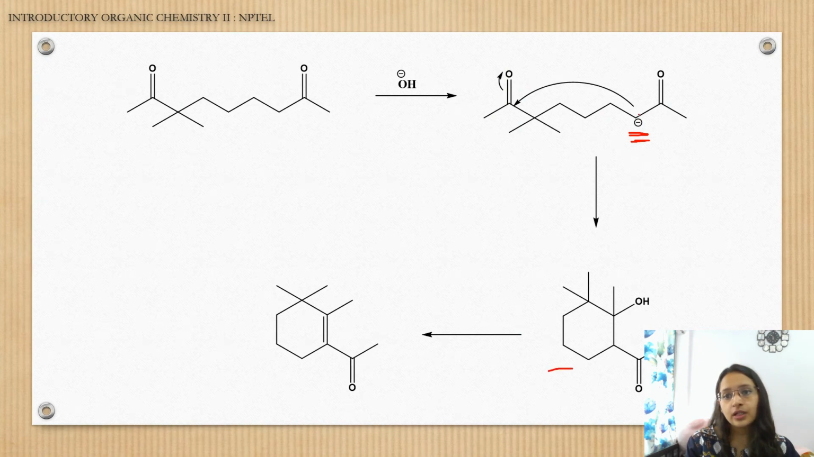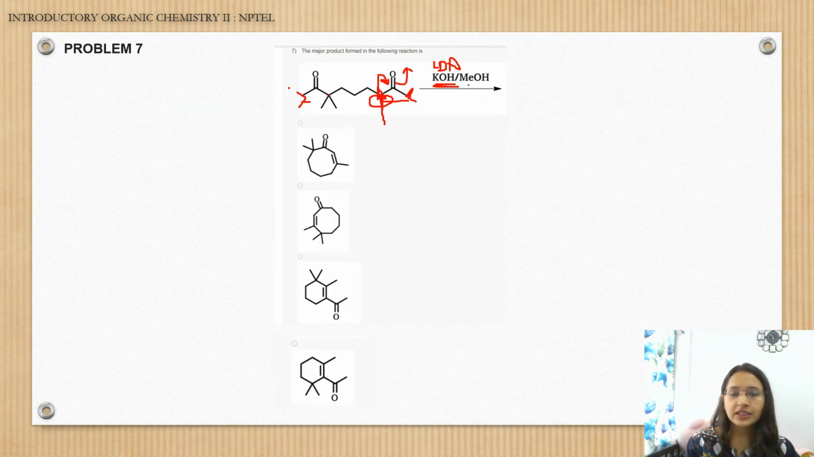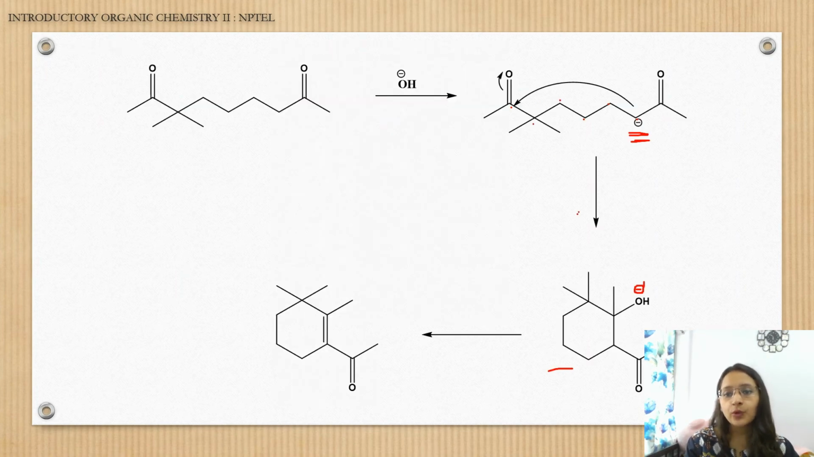How? This is the one carbon, this is the two carbon, this is the three carbon, this is the four carbon, this is fifth, and this is the sixth carbon. So this six membered ring formation is taking place here, and what you have here is the oxyanion. This is the O minus. Now in this system you also have methanol. So what will it do? It will protonate this oxyanion and form an OH.